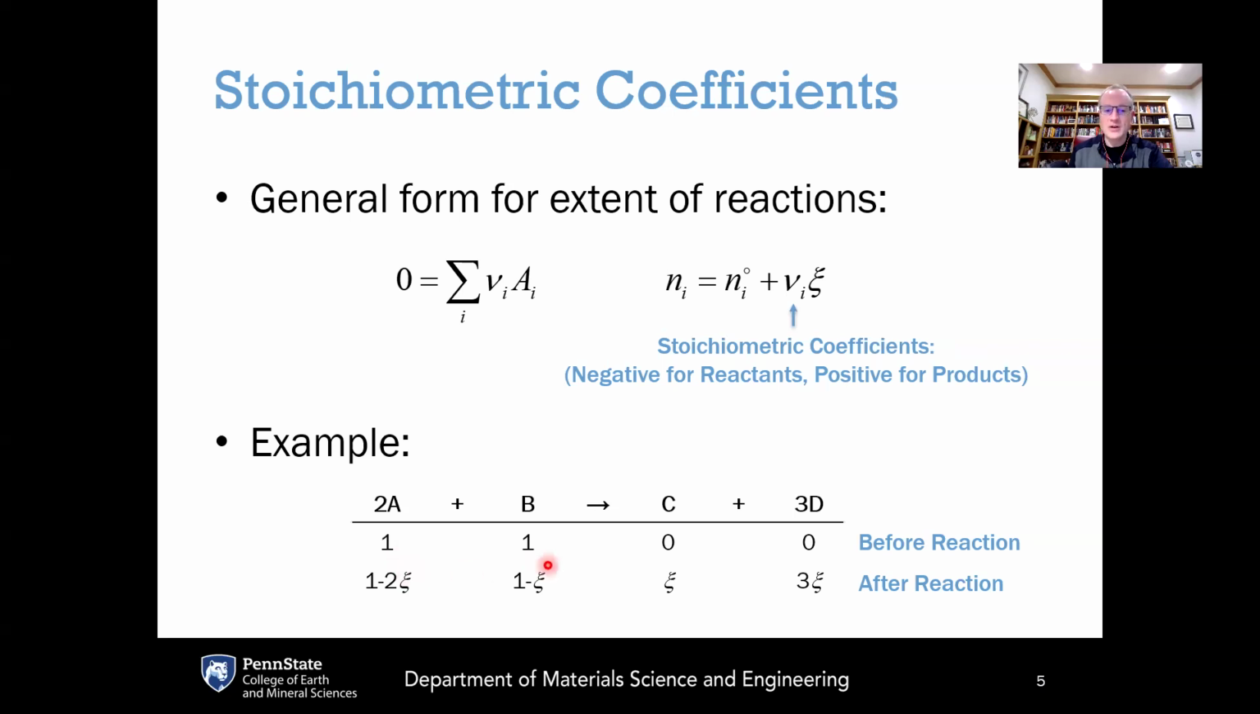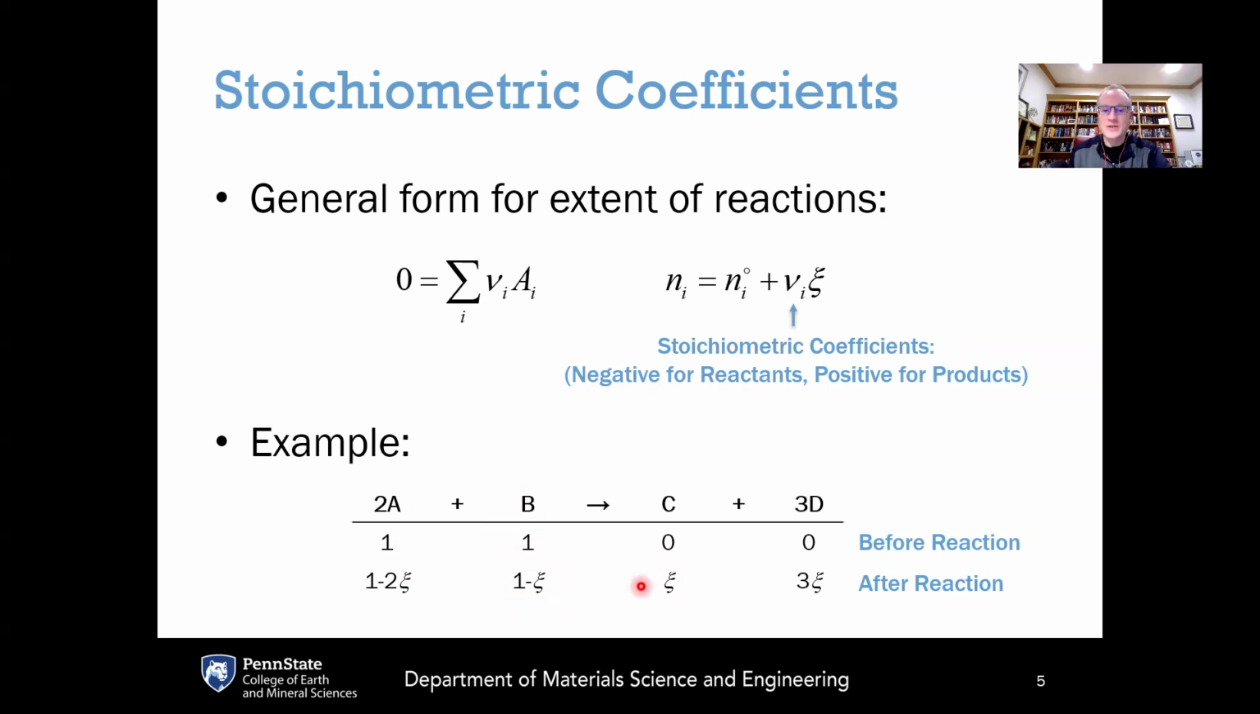With B here, this stoichiometric coefficient is a -1 because we've got 1 mole of B that's a reactant, and because it's a reactant, it's negative, so we're losing that amount of the reactant. Therefore, as the reaction proceeds, we've got 1 minus ξ amount of B.